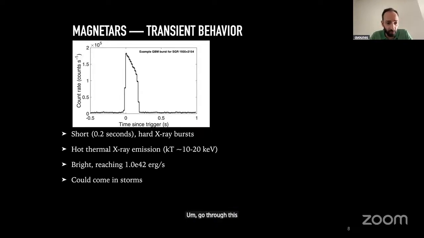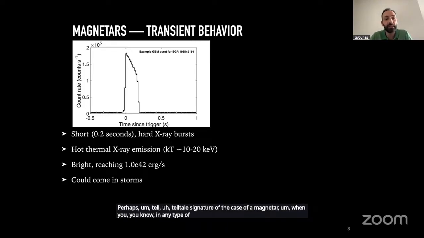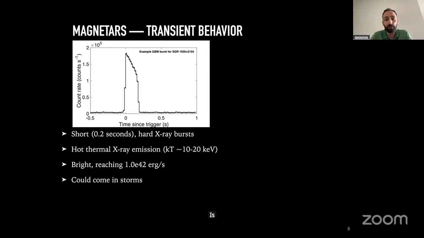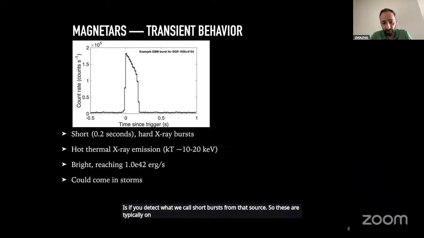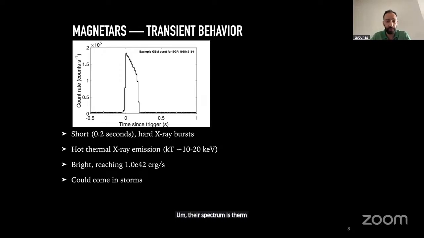Perhaps one telltale signature of a magnetar, in any type of source, is if you detect what we call short bursts from that source. These are typically on the order of 100 to 200 milliseconds. They peak in the hard X-rays around 10 or 20 keV. Their spectrum is thermal, so it's kind of a fireball plasma emitting some energies.